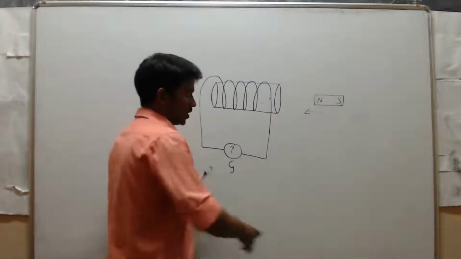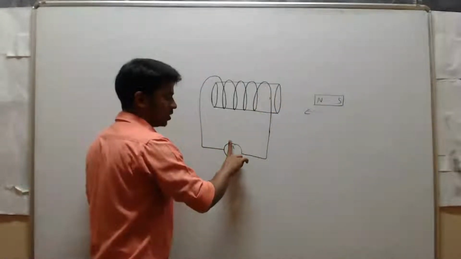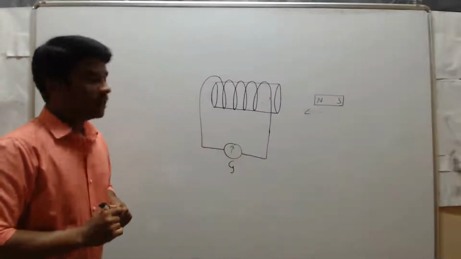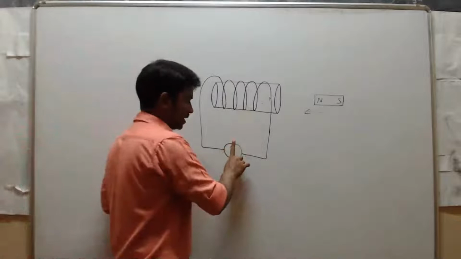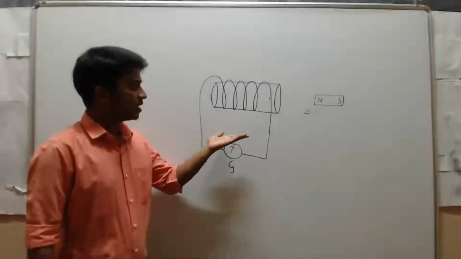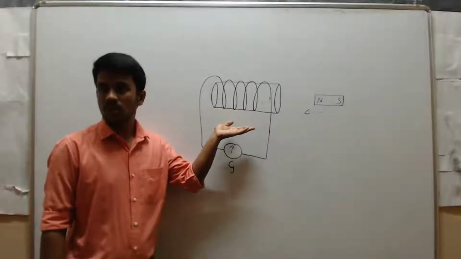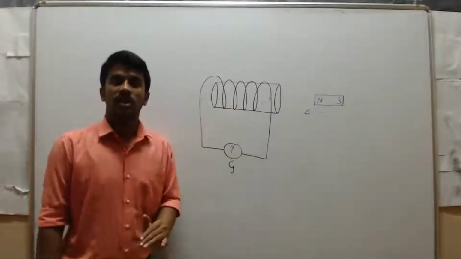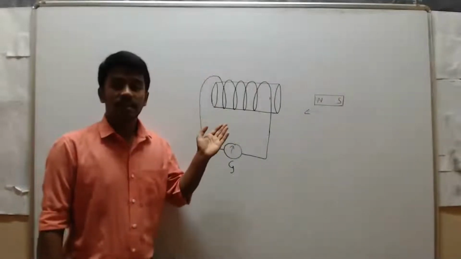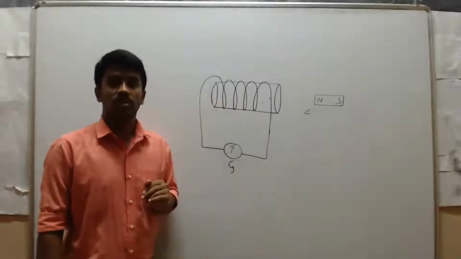When you keep the bar magnet inside, it will show current only once and come to the zero position. While removing also, it will show the current in another direction, then come to the original position. So here current is generated only two times, but we need continuous current. What to do?